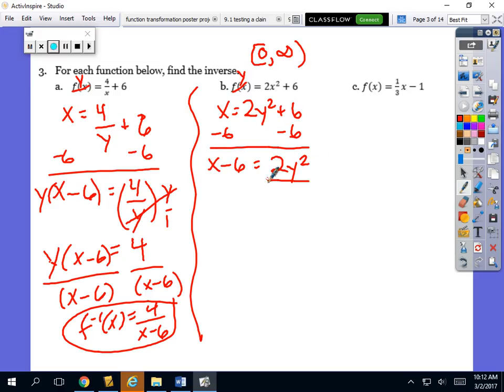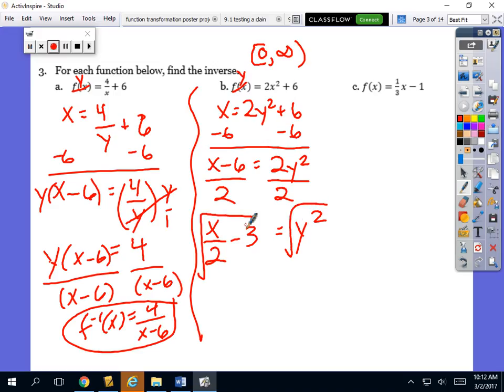And then, since I still have a 2y squared, I have to divide by 2. So this is, in other words, x over 2 minus 6 over 2. Well, the x over 2 can't be reduced, but the 6 over 2 actually simplifies to 3. And then you have y squared on this side. And when you take the square root, you'll have plus or minus square root of x over 2 minus 3, and that's going to be your inverse.